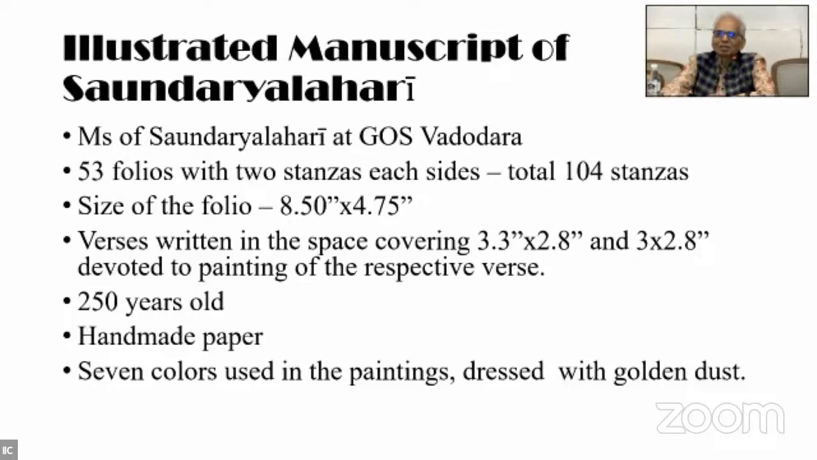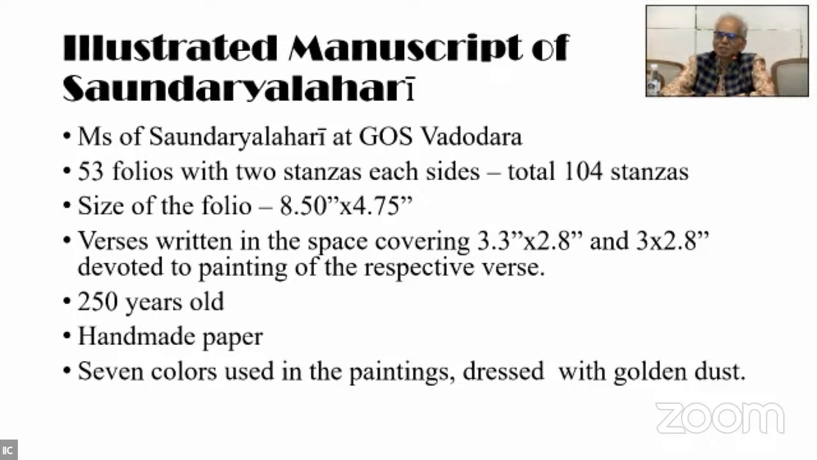It should be GOI, sorry. And it is published under the GOS, Government Oriental Series, Baroda Institute. It had 53 folios with 2 stanzas on each side of a folio. So each folio contains 4 stanzas, and then it makes 104 stanzas. Some editions of Saundarya Lahari have 101 verses, some have more, and 104 I think is maximum.